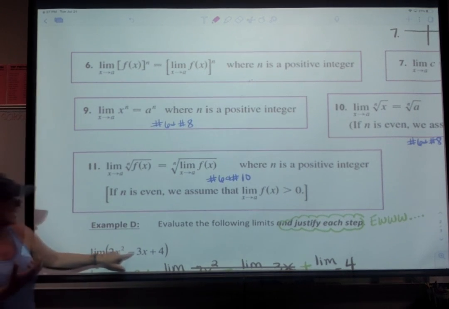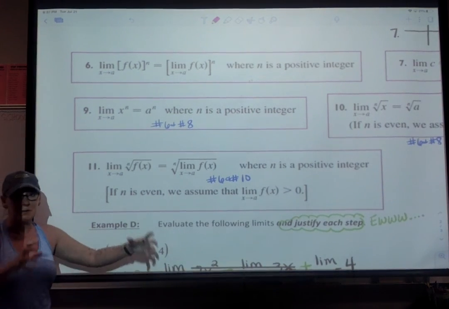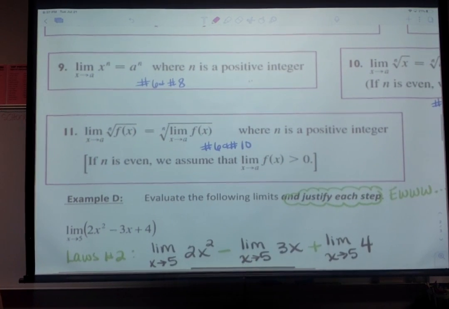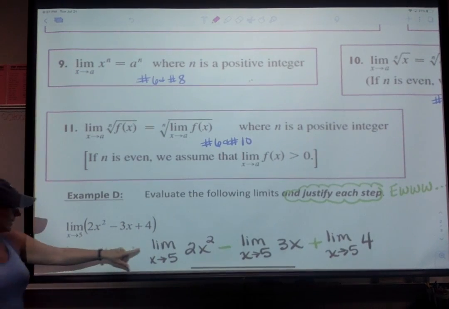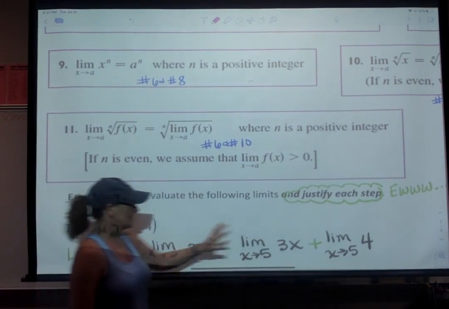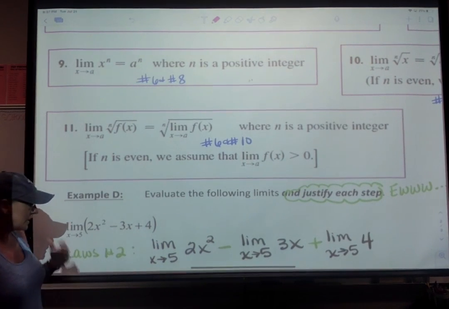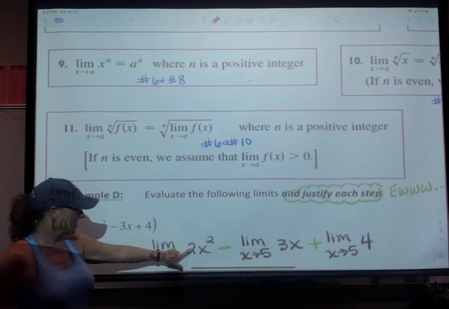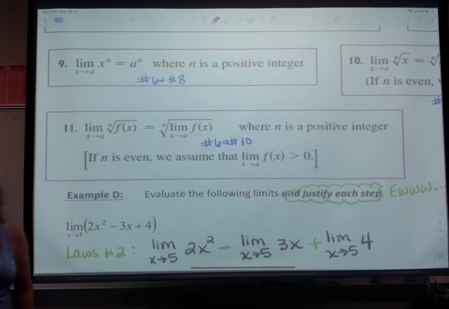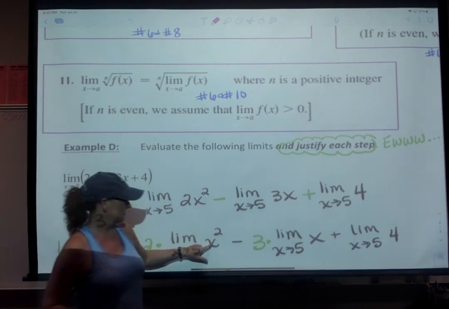It looks like I've got stuff added and subtracted, so I'm going to use one of my laws on the front to split them into pieces. So I split it into the limit of the first term minus the limit of the second term plus the limit of the third term. And then, let's see, what do I want to do next? I think I want to get this constant out to the front, and I want to get this constant out to the front. That was law number 3. Yep. Constant out to the front, constant out to the front.